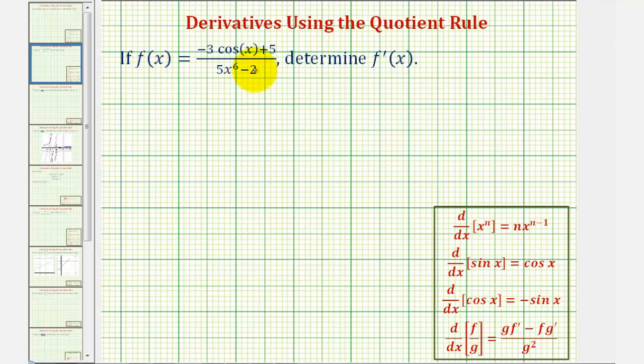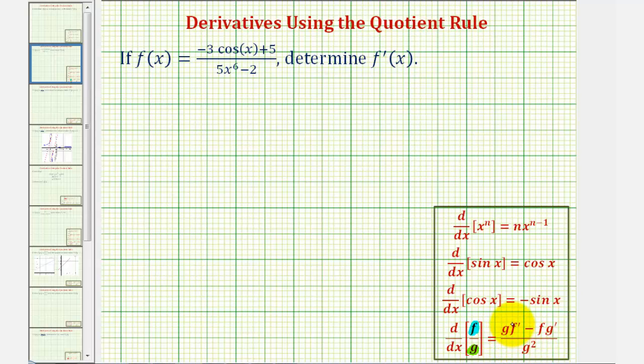Here we're given f of x and asked to find f prime of x, or the derivative function. Notice how our function f of x is a quotient of two functions, so we need to apply the quotient rule of differentiation given here below, where the derivative of function f divided by function g with respect to x is equal to g times f prime minus f times g prime divided by g squared.